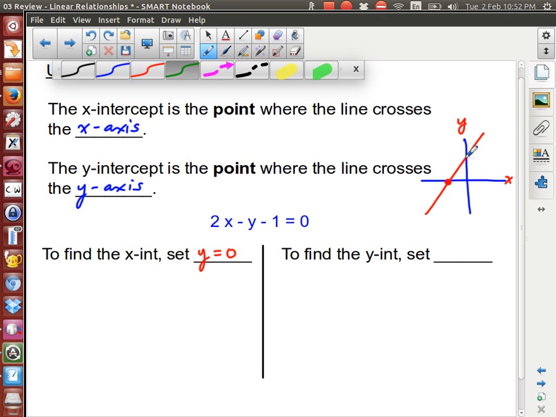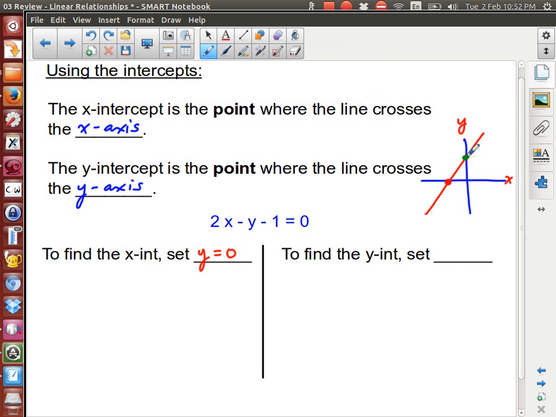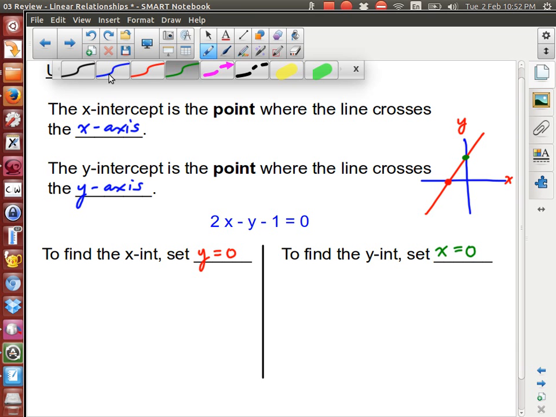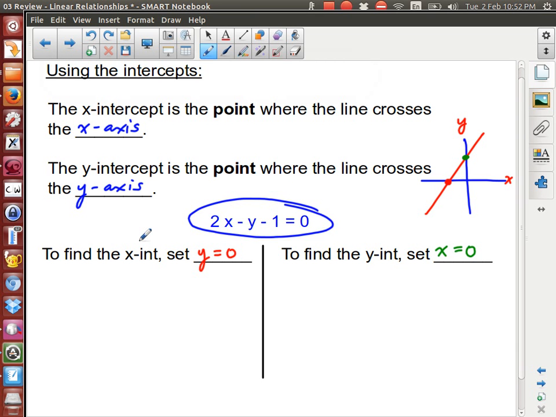To find the y-intercept, which is right here, it's on the y-axis. So how far to the right or how far to the left is this point? Well, it's not to the right and it's not to the left. It's actually right on the y-axis. So to find the y-intercept, we set x equal to 0. And if we have some sort of linear equation, we can substitute in y equals 0. That will tell us this x value. We can substitute x equals 0, and we can find this y value.